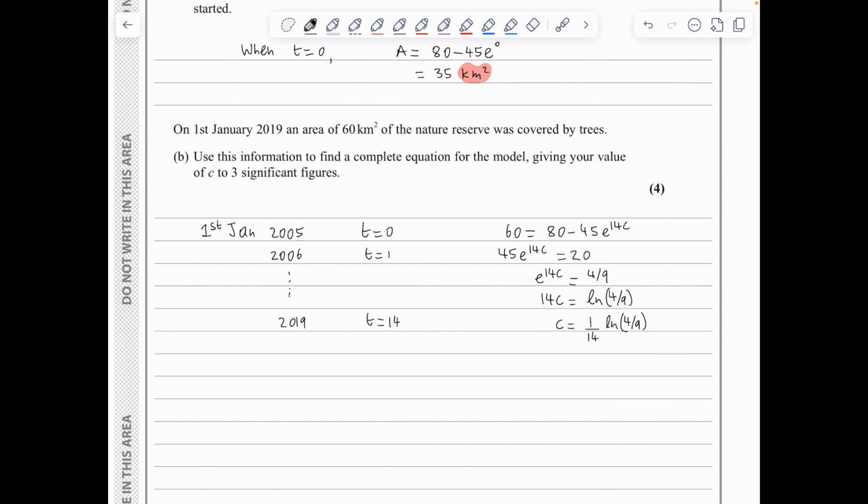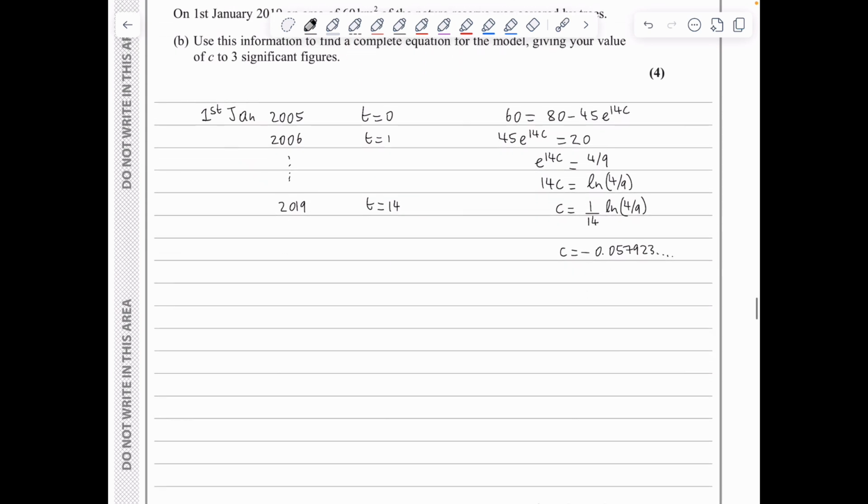Now if we plug this on the calculator, we get that c is negative 0.057923... Well, we are told to find the complete equation of the model, so my final answer is that capital A, the area, is equal to 80 minus 45 e to the minus 0.0579 t.